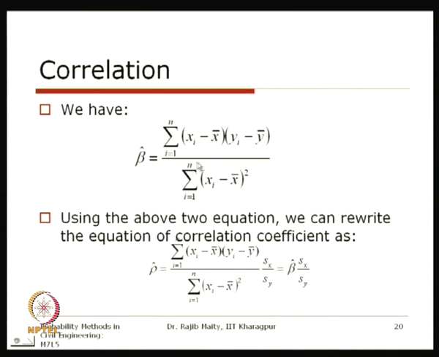We have also seen that in simple linear regression, the estimate of beta has this form. If we put this into the expression of rho, we get that rho hat is equal to beta hat multiplied by the ratio of s_x and s_y. So, the ratio of the standard deviation of x and the standard deviation of y, multiplied by beta hat, will give you the estimate of the correlation coefficient.